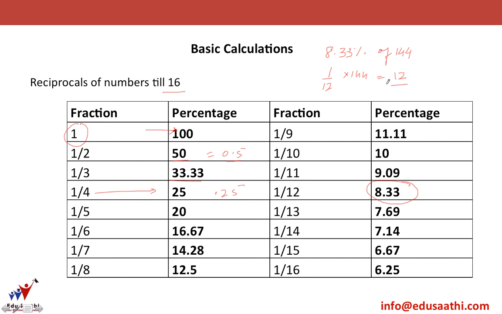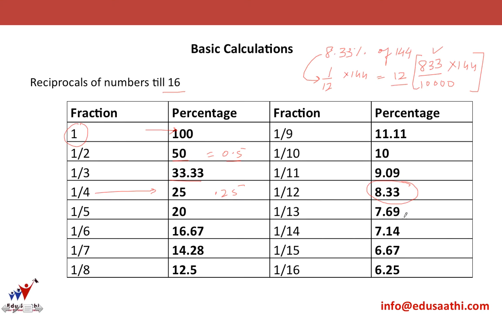straight as 12. But if you don't know that the reciprocal of 1 by 12 is 8.33%, what you'll end up doing is 833 divided by 100 multiplied by 144. Sorry, not by 100 but by 100 and then 2 more zeros. So this is a very difficult calculation to make, whereas if you know the reciprocals it becomes very easy.